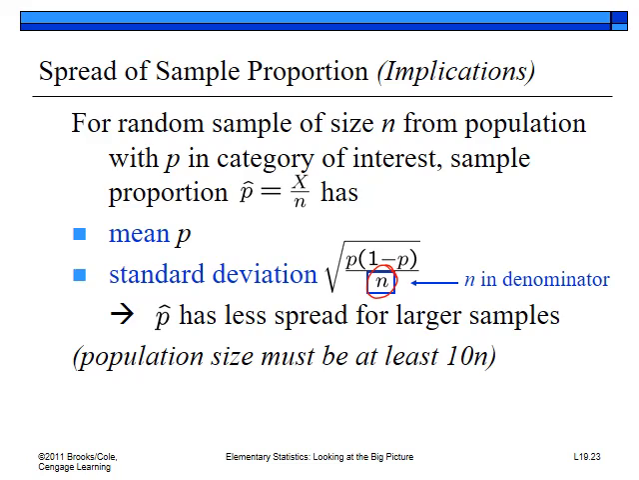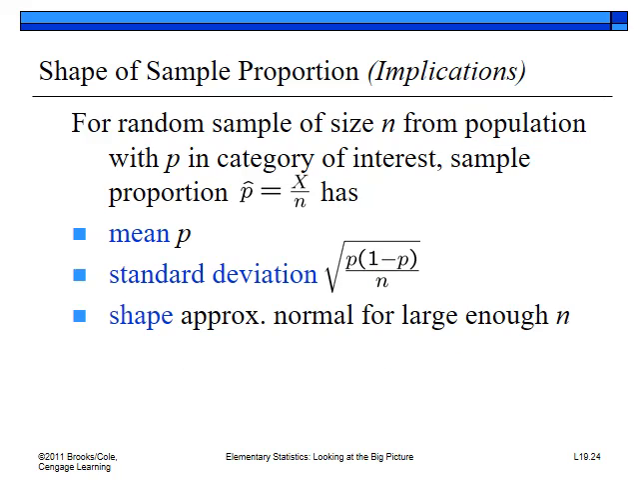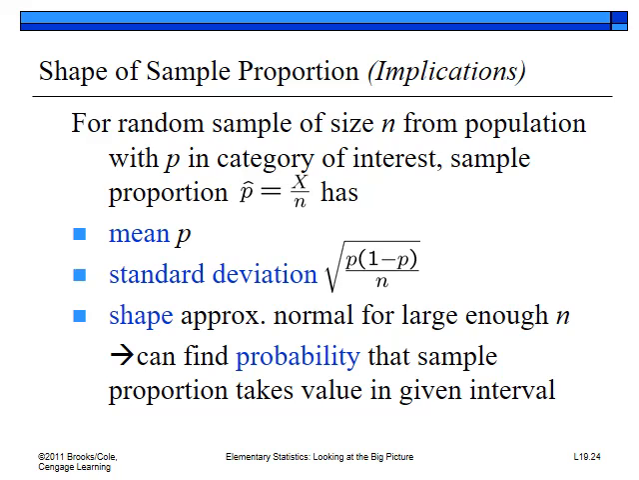In order for us to use this approximation to the standard deviation, we have to have that the population size is at least 10 times n. Remember, that's our criterion for our selection of the sample to be approximately independent. So the population is important for the standard deviation computation. Now we know the shape, as long as n is big enough, is approximately normal. Because it's approximately normal, we can find probabilities under the normal distribution that correspond to things that we care about.